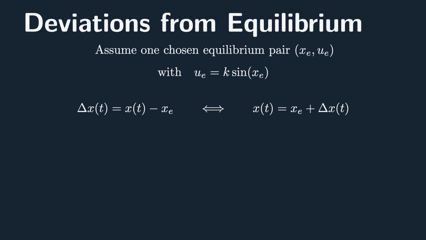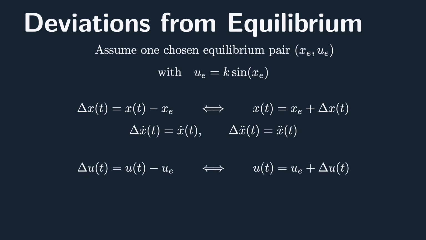Since x sub e is constant, the time derivative of delta x is the same as the time derivative of x. So, delta x dot of t equals x dot of t, and delta x double dot of t equals x double dot of t. This happens because shifting the equilibrium point only changes where we measure x from. It does not change how x is changing with time. In other words, it does not change the first or second time derivative.